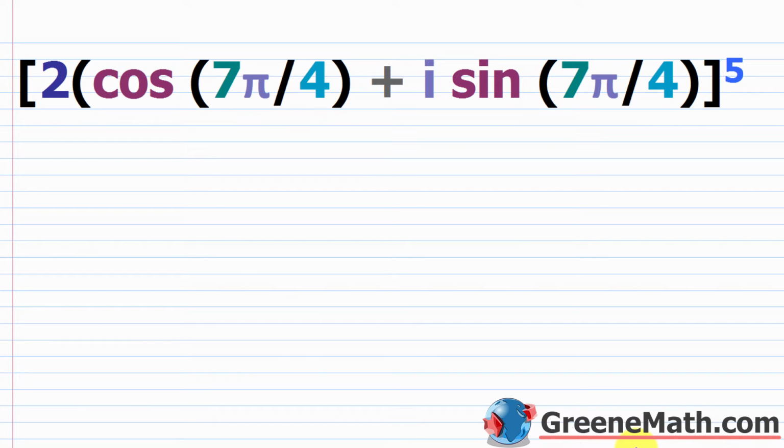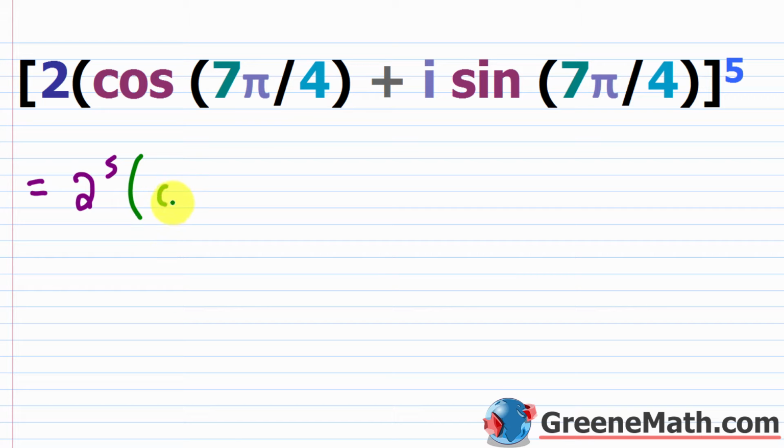This one I'm going to give you in polar form, to make it a little bit quicker. So we have 2 multiplied by the quantity cosine of 7 pi over 4 plus i times the sine of 7 pi over 4, and this whole thing is raised to the 5th power. If it's in polar form already, it's super easy, right? This r value here, this 2, is going to be raised to the 5th power. So you have 2 to the 5th power. We know that's 32, but we'll simplify that in a moment.